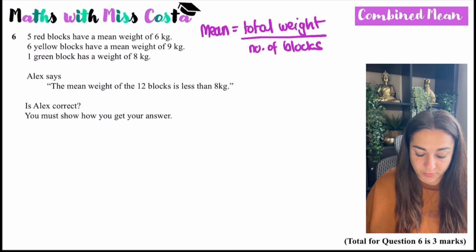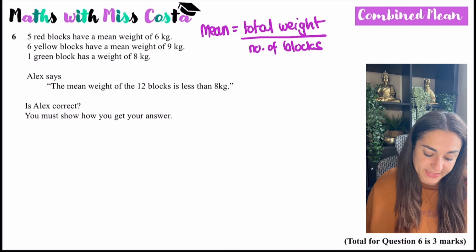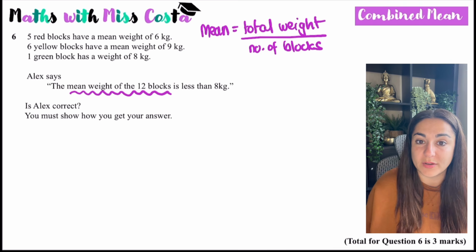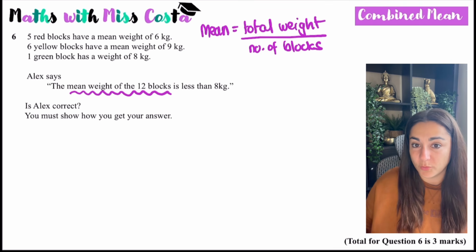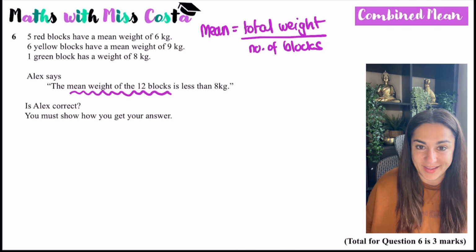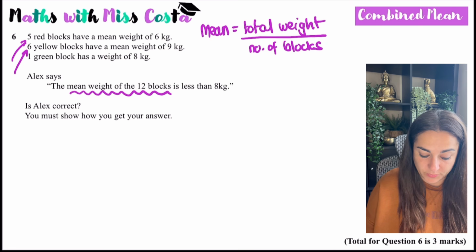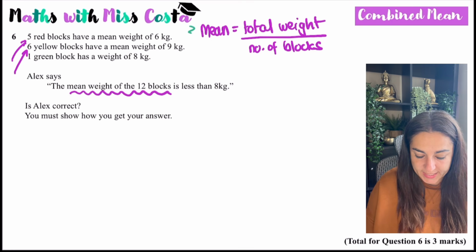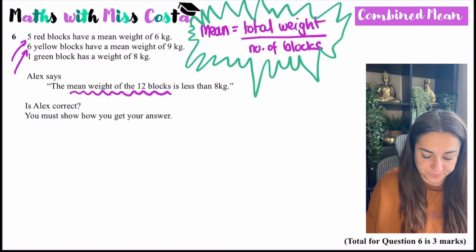Alex says the mean weight of the 12 blocks is less than 8 kilograms, and I need to decide if Alex is correct. So I essentially need to work out what the mean weight of the 12 blocks is. The way to do that is I'm going to need to work out what the total weight of all of the blocks are, and the only way I can do that is if I know what the total weight of the red blocks are, the total weight of the yellow blocks are, and the total weight of the green blocks are, which I know because I've been told it's 8 kilograms. So let's use this formula and put it into action.